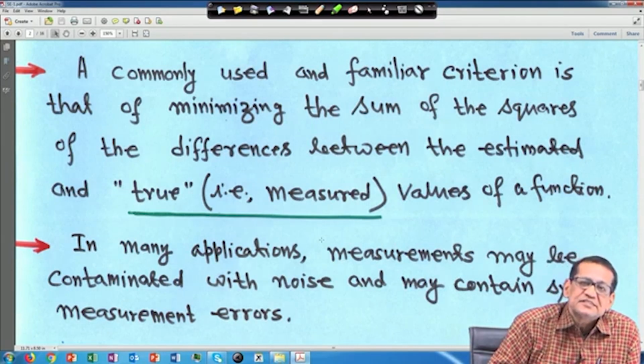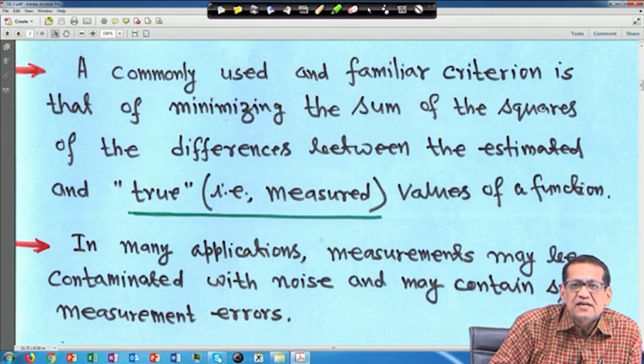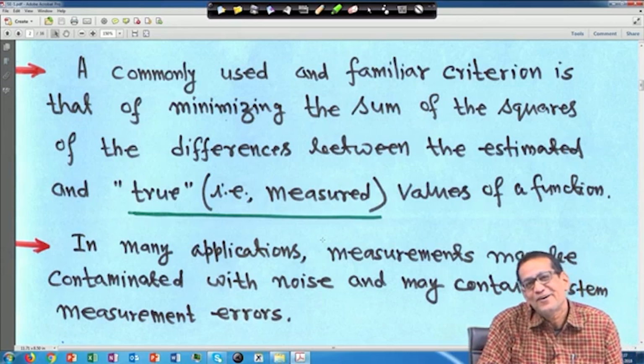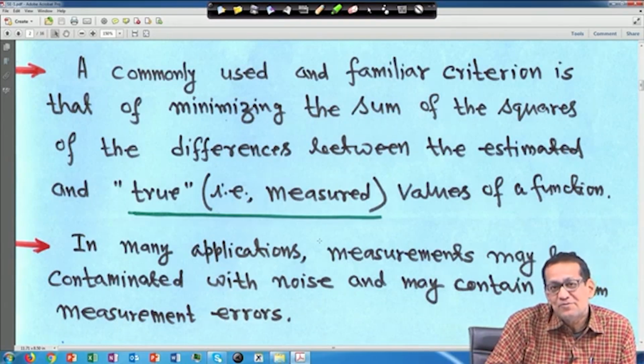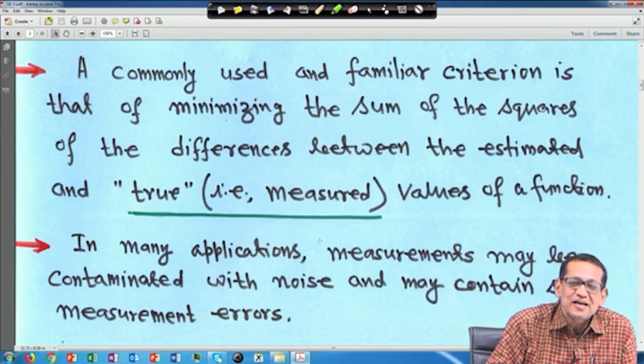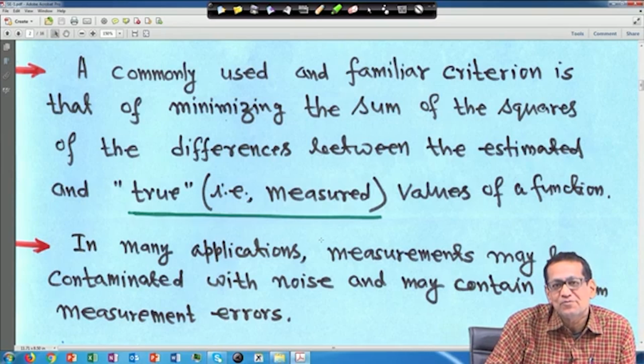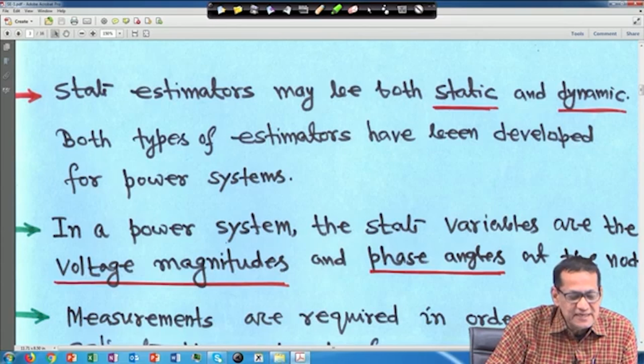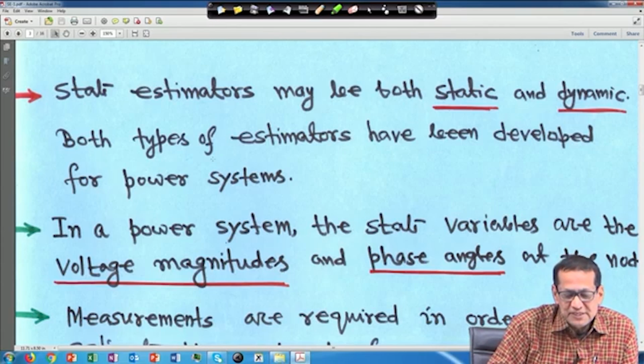Generally state estimation has two types, static and dynamic. In this course we will study static state estimation, but not in much detail. Many things cannot be solved in the class, particularly AC state estimation, which is impossible to solve in the classroom because you need a computer, but we have to see things that we can solve in the classroom. State estimation may be both static and dynamic, and both types of estimators have been developed for power systems.